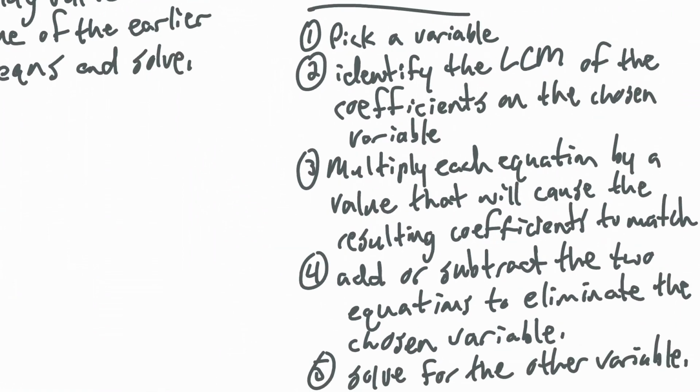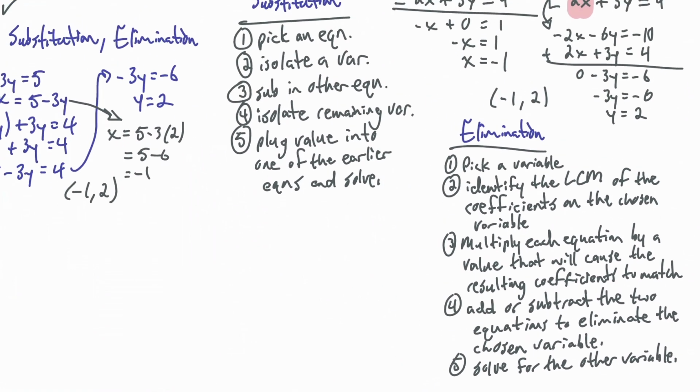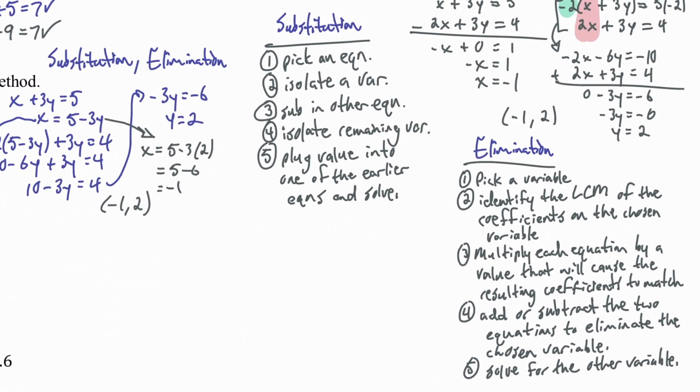Okay, so that's basically it. 5 steps in either case. Just for one of them, it's real easy to say what the steps are. For the other one, it's hard to say what they are. And part of that is with substitution, you pick an equation, pick a variable, and isolate that variable.